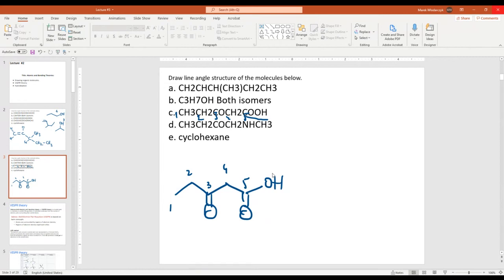Then you look at the next molecule here, CH3CH2COCH2NHCH3. Again, CH3 is here at position 1, CH2 at the second position, then you have CO, CH2 again, and then NH, and CH3.